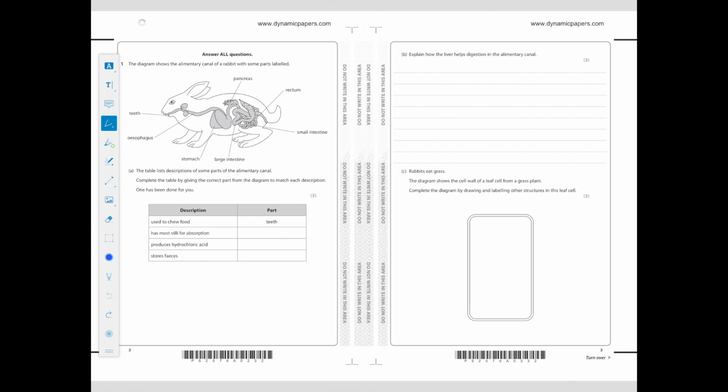So whatever you do, make sure you're picking labels from the diagram and not making them up out of your head. So used to chew food is the teeth. Yeah, that makes sense. Has most villi for absorption. Well, remember that these are found in the small intestine because that's where nutrients are absorbed into the bloodstream. So I'm going to write small intestine as my answer.